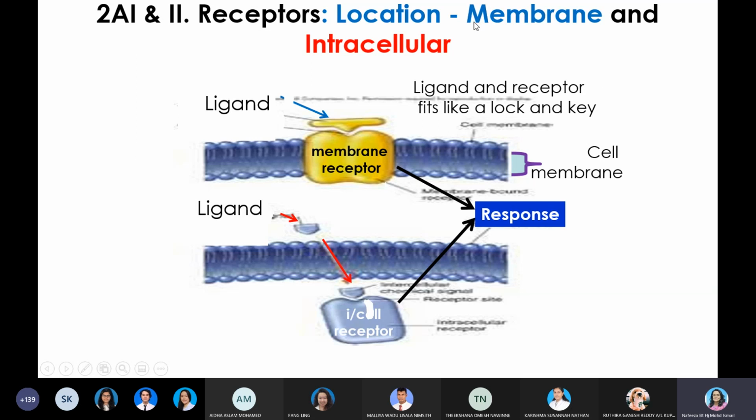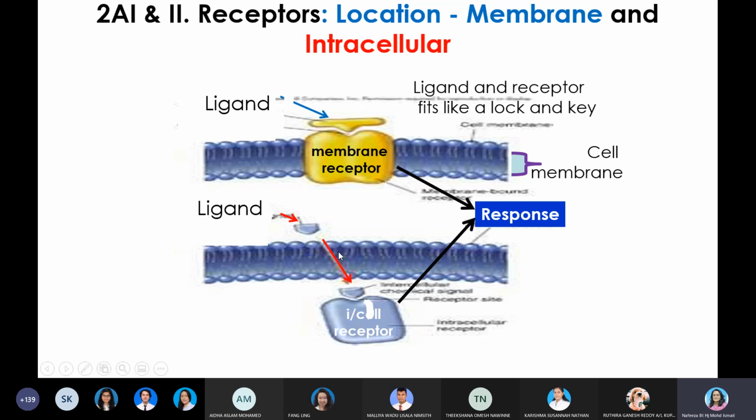Some receptors, the first 3 receptors are found on the membrane, so we call them membrane receptors, or we call them surface receptors. They are one and the same thing. Doesn't matter what terminology you use, you are right. The other one is an intracellular receptor. So you see, membrane receptors is on the membrane. The intracellular receptor is in the cells. That means it's not in the membrane.